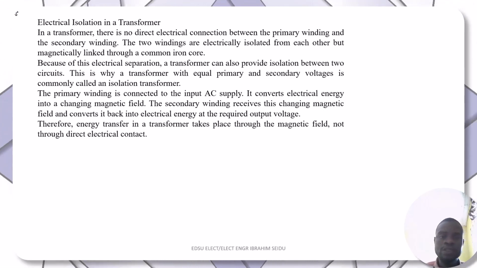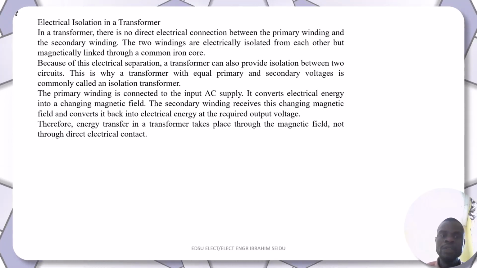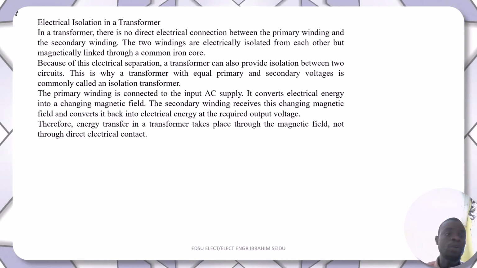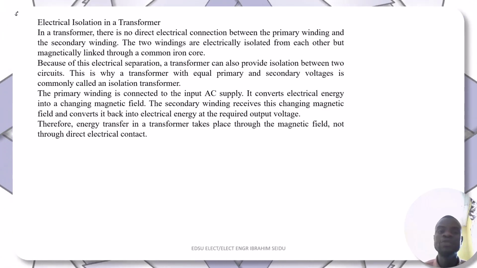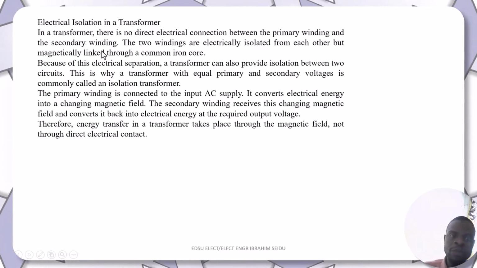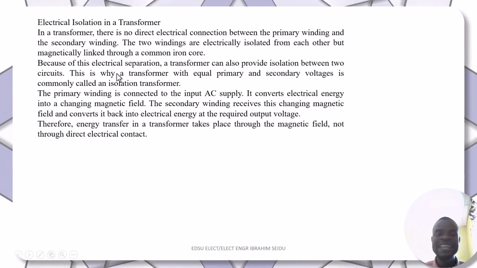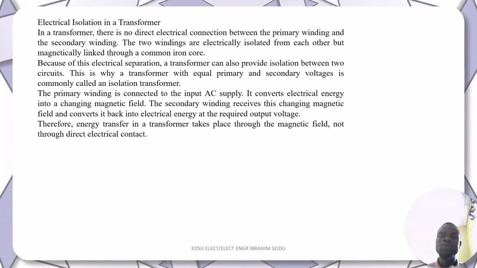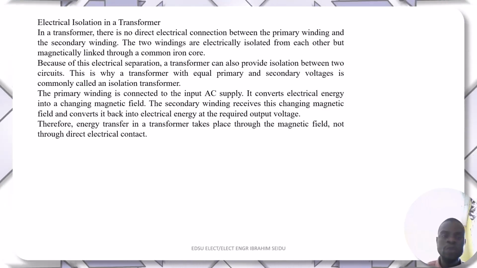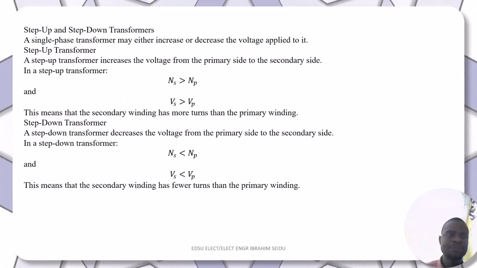This is why a transformer with equal primary and secondary voltages is commonly called an isolation transformer, because the purpose of that transformer is not merely to transform the voltages. It's not to either increase or decrease the voltage, but to act as what? An isolator between what? Two circuits.